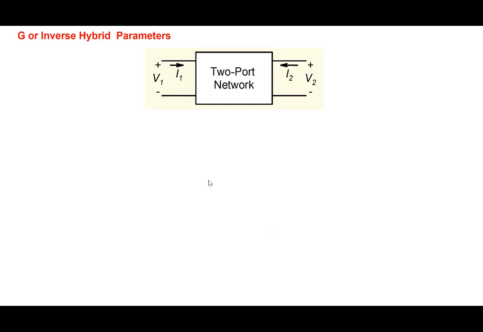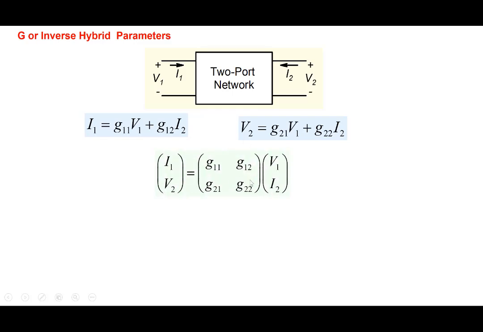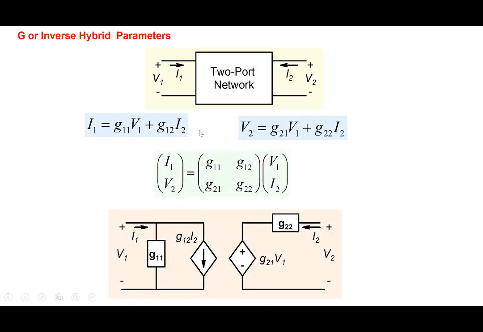And we can think of the inverse hybrid parameters, also called G parameters here, where we take V1 as an independent variable and I2 as an independent variable, and we can write it in this particular form here. So I1 and V2 are dependent. This is in a matrix form, and by now we know we can represent it in this particular format here.